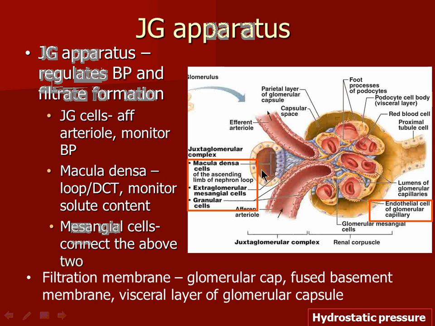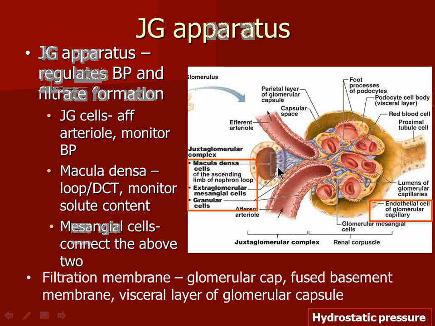So they form these special cells. What they do, because only filtrate is passing through the tubule, not blood, is monitor the solute content. They make sure: is the amount of solutes present normal, is it too much or too little? And based on what it is, they will act accordingly. They will stimulate the afferent arteriole to do what is needed. Those are the macula densa cells.